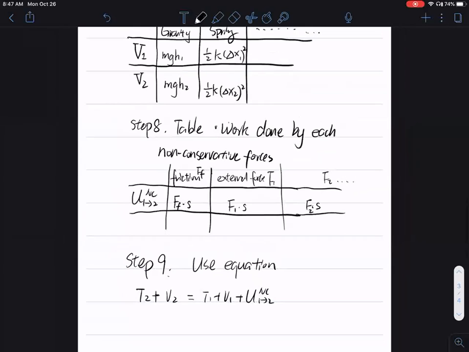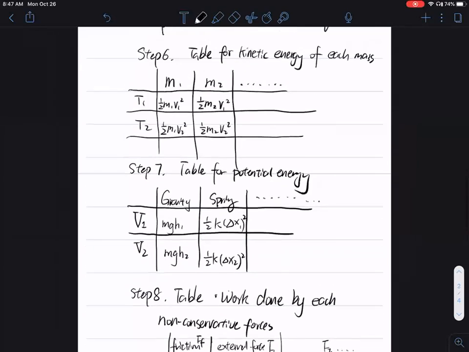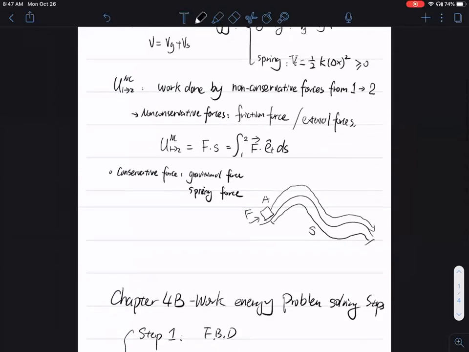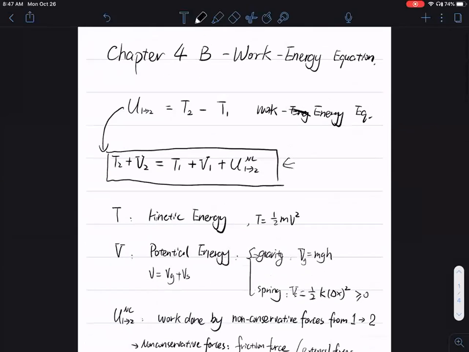Okay, do you have those 9 steps written down in your notes? Yes, so for each problem, you have to follow all 9 steps. That's why this section is a little bit hard to do. It takes a lot of time to go through all 9 steps. Make notes here for this equation. This is a scalar equation.